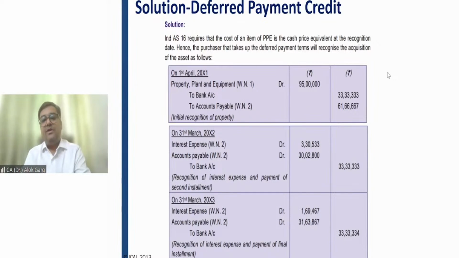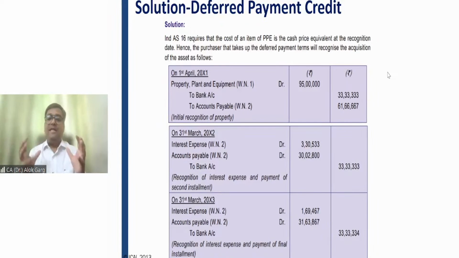Then we discussed the measurement at cost, the initial measurement. Initial measurement should be at cost. Cost includes purchase price plus import duty plus non-refundable taxes minus trade discount and rebates plus directly attributable cost plus estimated cost of dismantling, right? Then we discussed deferred payment credit. In case if the payment is postponed, the asset is acquired on a deferred payment credit basis. In that case, the asset needs to be capitalized at cash price equivalent.